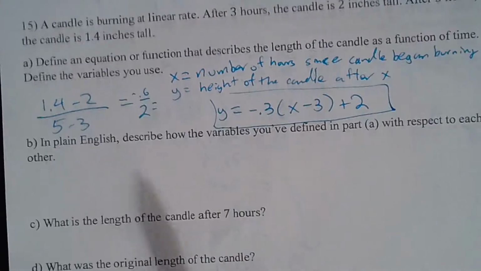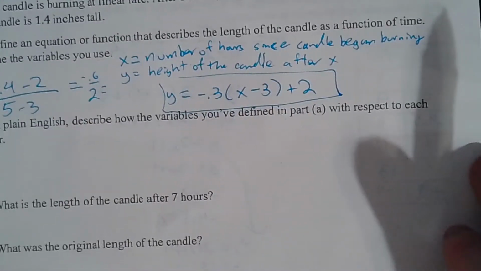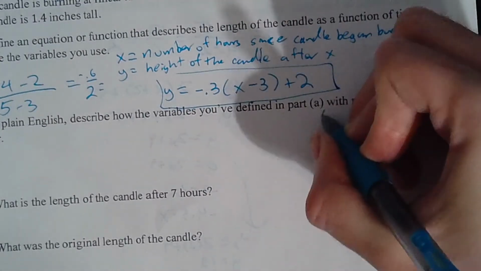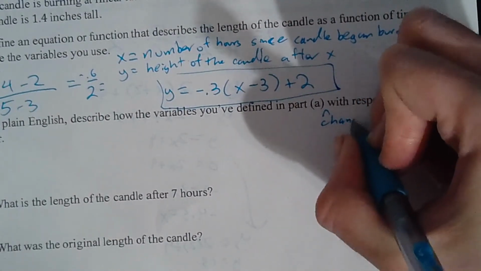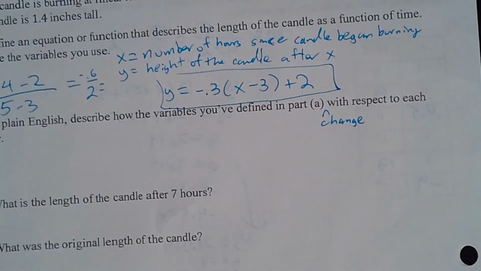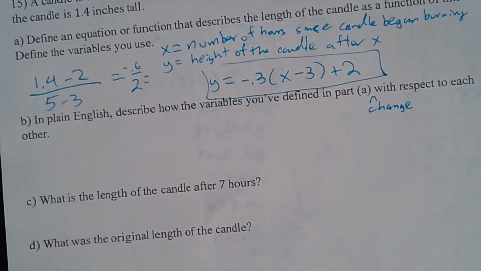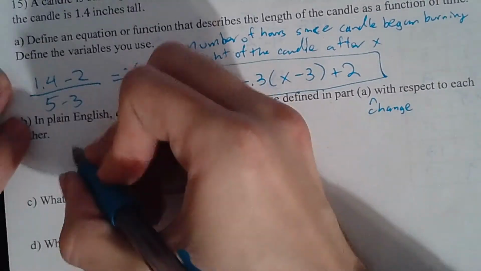Part B, in plain English, describe how the variables you've defined in part A change with respect to each other. I forgot the word change here. All I wanted you to say was something very, very simple.